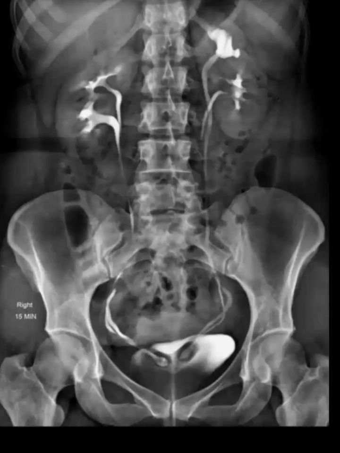So this is another important question. What is the diagnosis here? The left kidney has two ureters, and the right kidney also has two ureters.